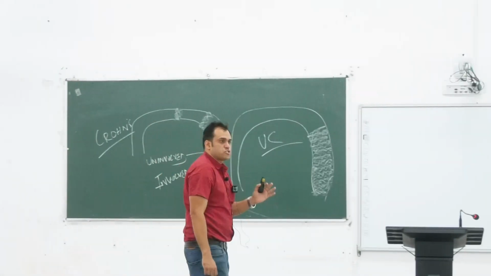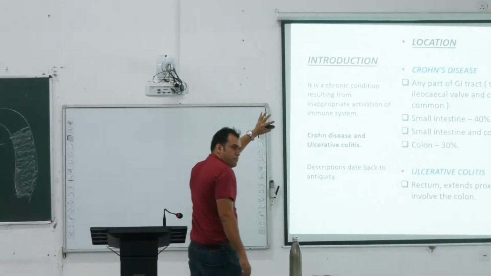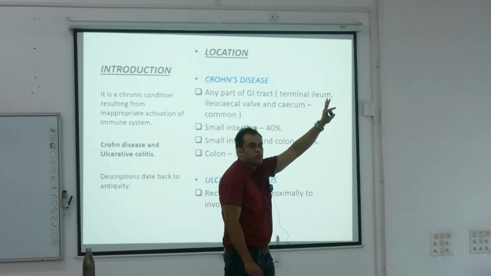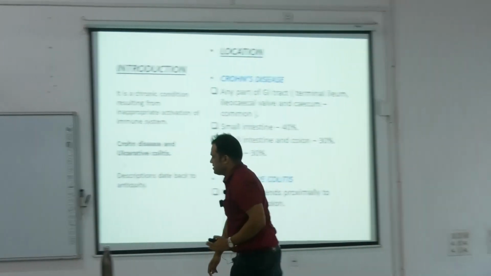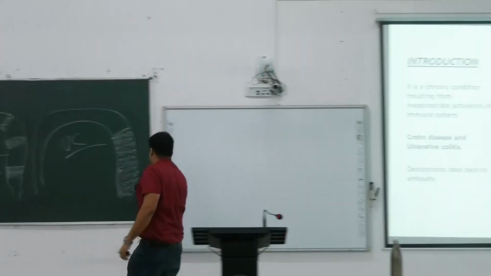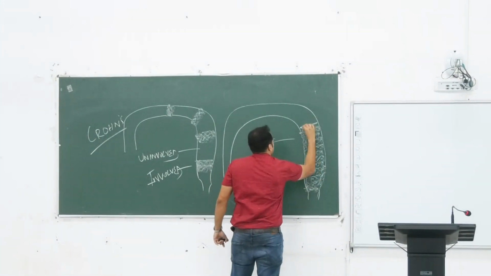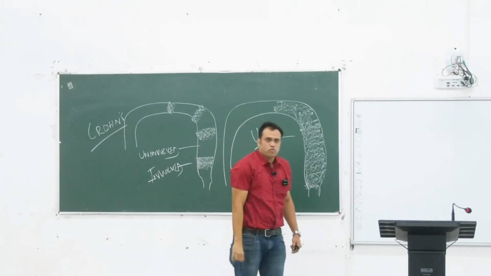Whereas ulcerative colitis predominantly involves the rectum, and it extends proximally up. It extends proximally because the rectum is down. Obviously, the colon is proximal to the rectum. So it begins in the rectum right here, and it extends proximally up to involve the colon, part of the colon or the entire colon, whatever it may be.